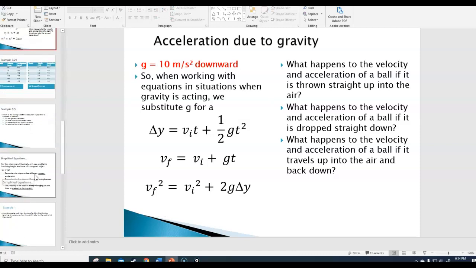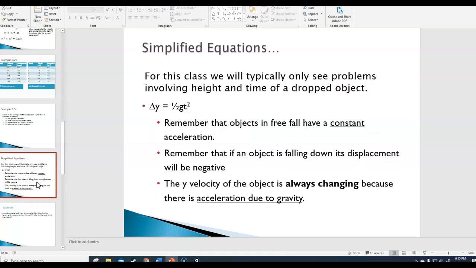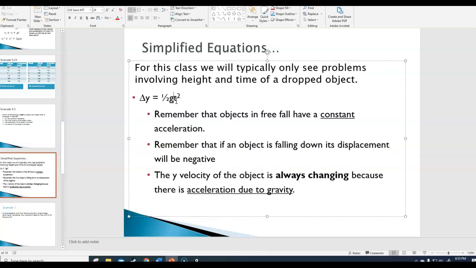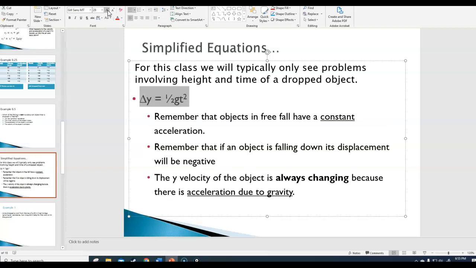Now, for simplification, based off of the problems we're going to have to do for this class, we're not going to use all of these. In fact, we're only going to be dealing with situations where an object is being dropped from rest. Okay, and so because we're only going to be doing problems where an object is being dropped from rest, we're going to simplify down from 3 equations down to 1. Okay, so the equation we're going to use for objects in freefall is just this one right here. Okay, it's delta y equals 1/2 g times t squared.